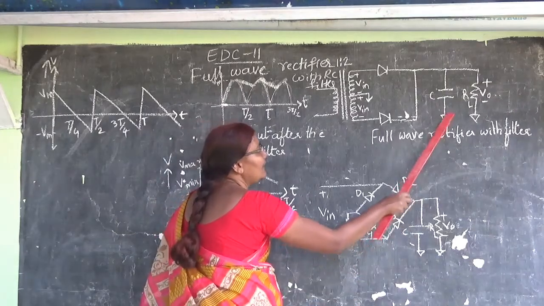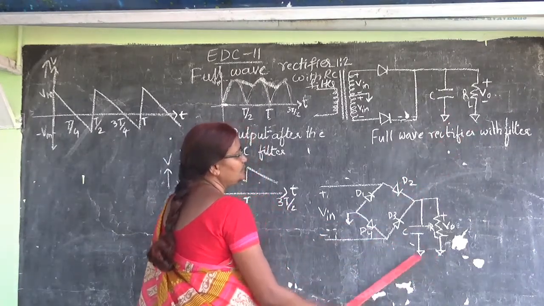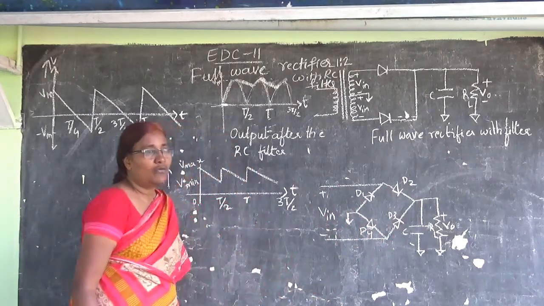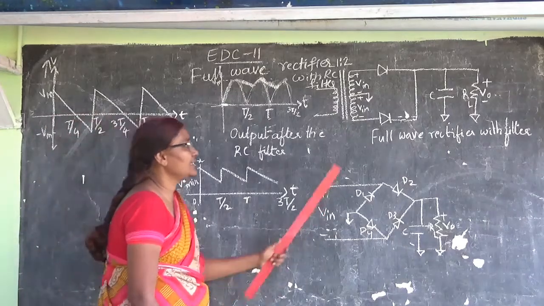This is the bridge rectifier. What happens if filter is connected to this?